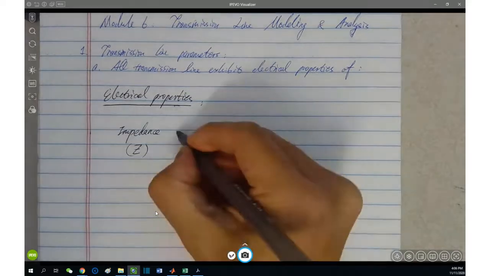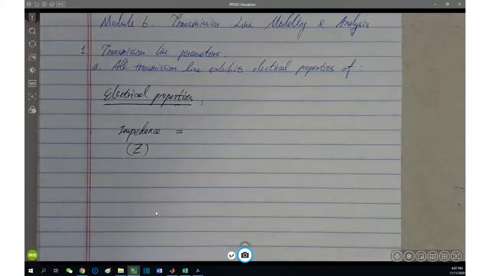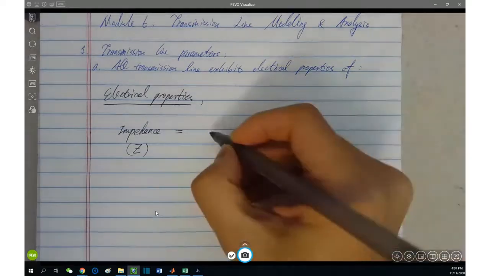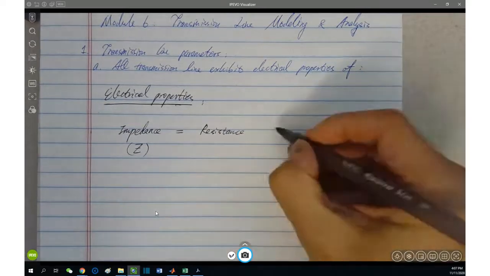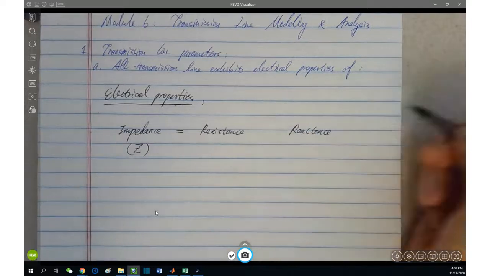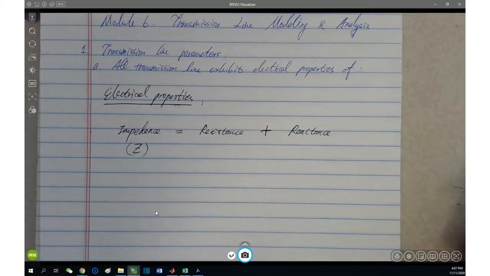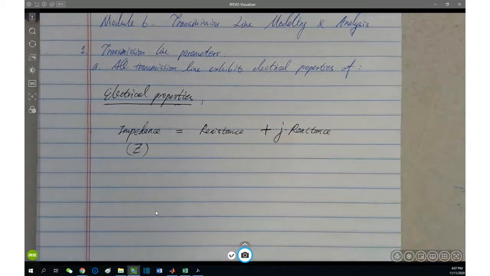Impedance consists of what? Let's break the impedance down. Then what do we have? RLC. Well, actually, you cannot say it in this way. Impedance is not equal to RLC. Resistance and reactance, very good. And how are they summed up? Can I just directly add them? No, to correct that, you need a J term for the complex. So reactance is the imaginary part of the impedance, and resistance is essentially the real part of the impedance.